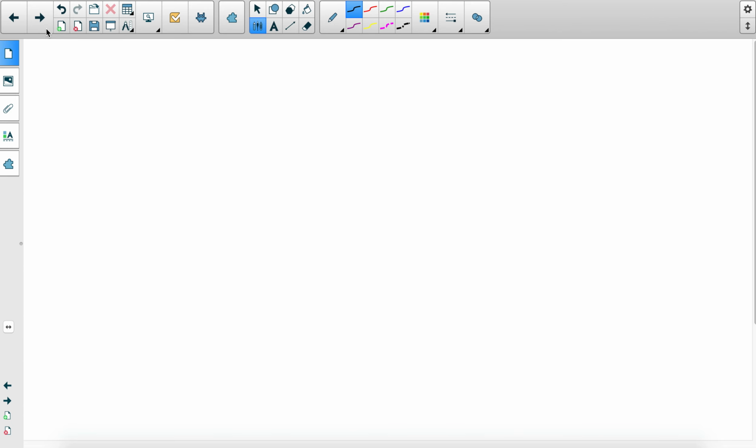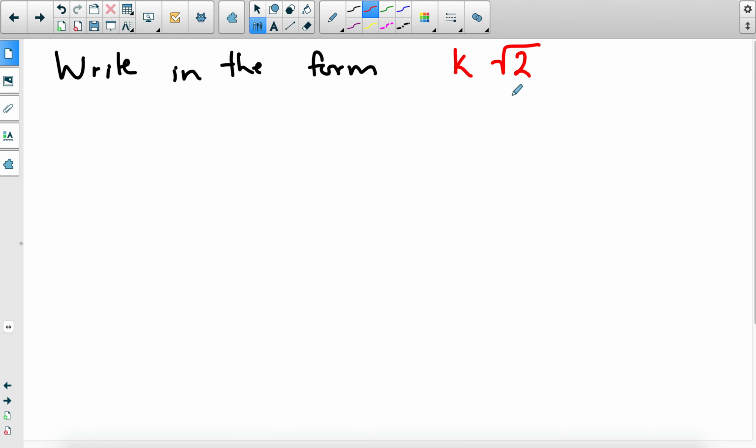I'm gonna go through a slightly different type of question. Some questions will ask you to write numbers in the form, so they wanted more specifically, it's still using the simplifying method, but they wanted it in the form of k square root of 2. So that's literally what they mean. K doesn't matter, it could be any number, and then square root of 2. So I'm going to put up a couple examples. Do follow the same steps as we've done before.